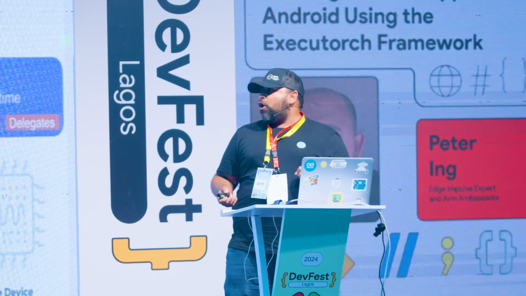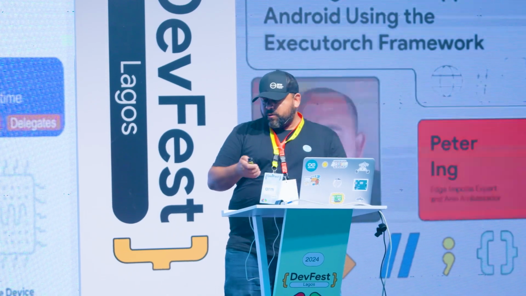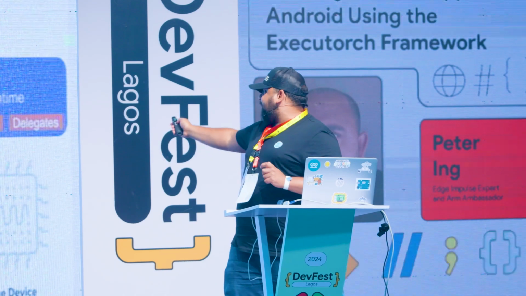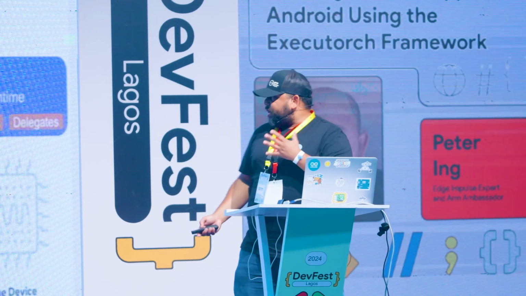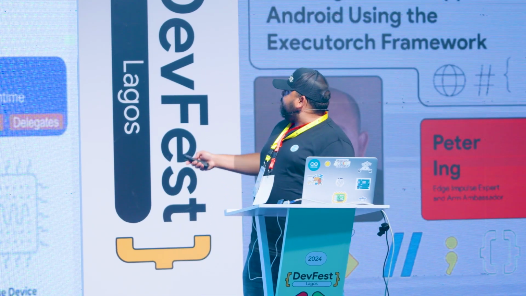So that's what Arm has done. Arm has built, for the CPU, optimized bits of machine code that can plug in as a delegate into Executorch to allow the model to run faster on an Arm CPU. So I know it's a lot of technical stuff, but we just go.